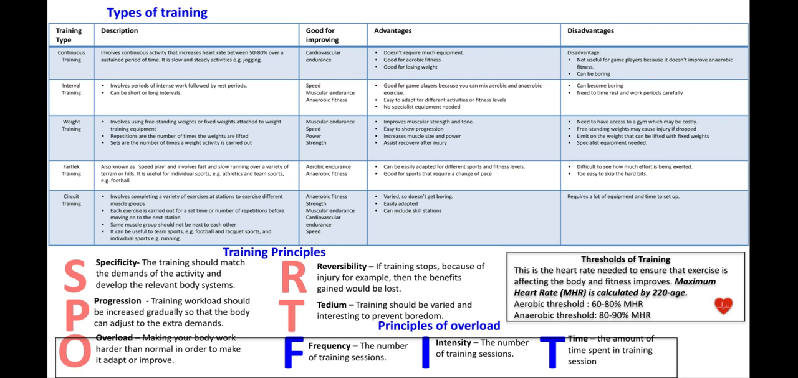Before you begin to plan your session, you must first select the most appropriate method of training. This slide provides a description of some of the more popular methods of training and identifies which components of fitness they improve. You may also wish to research the other methods of training, such as plyometric training and altitude training, should you deem them more appropriate.